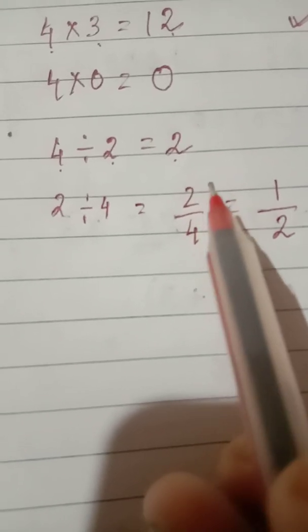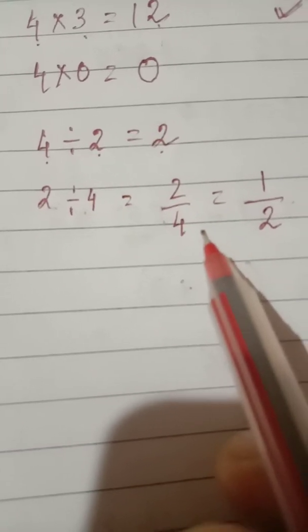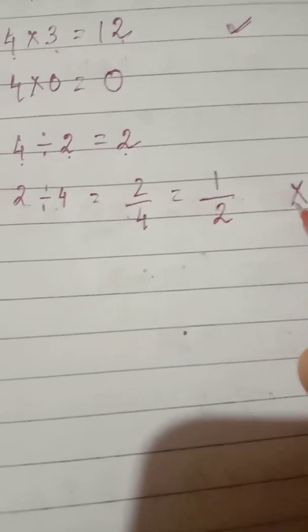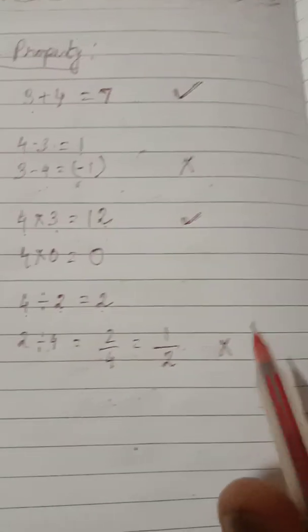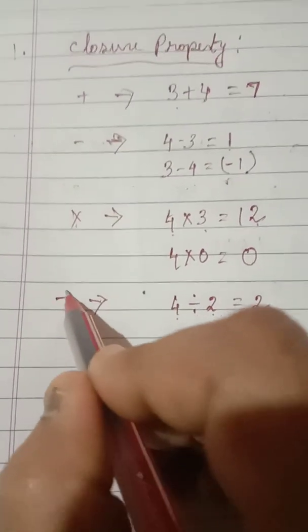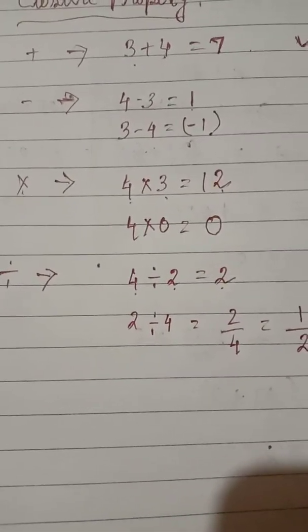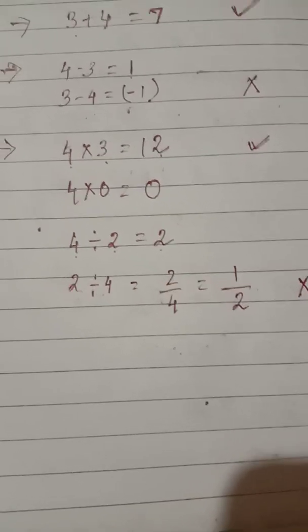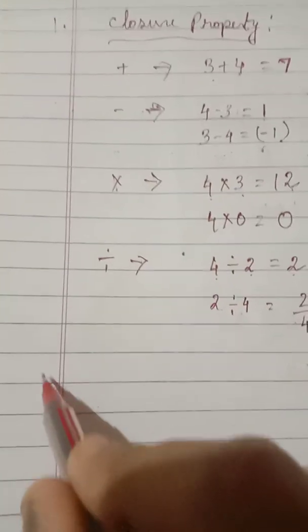So sometimes the closure property is applicable, but in most cases it's not applicable. It will come in decimal form or fraction form. So closure property is not applicable for division. Closure property is applicable in case of addition and multiplication. In case of subtraction and division, closure property is not applicable. Come to the next, that is number 2.